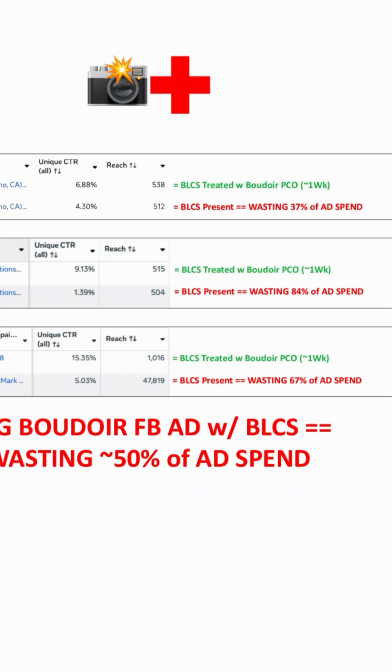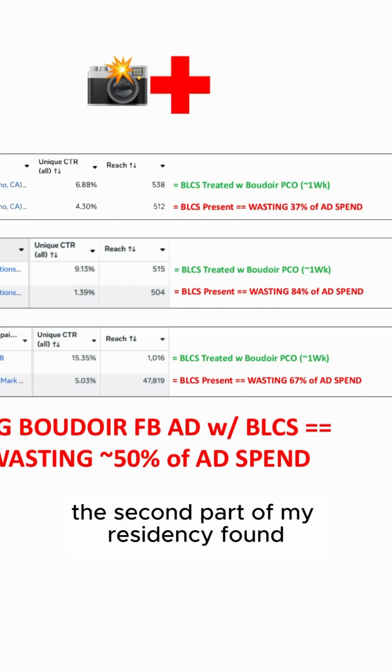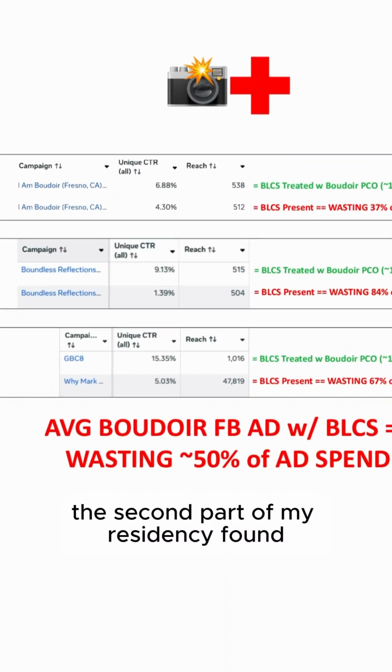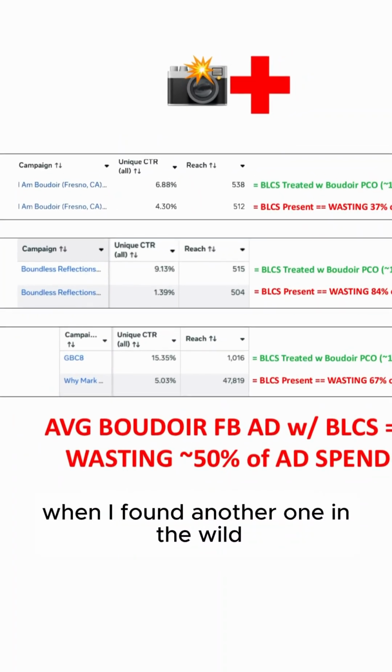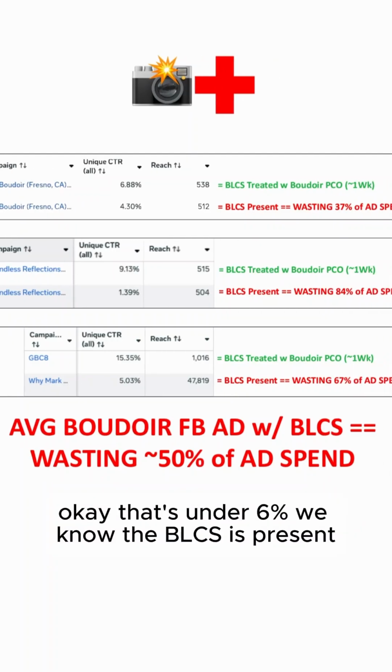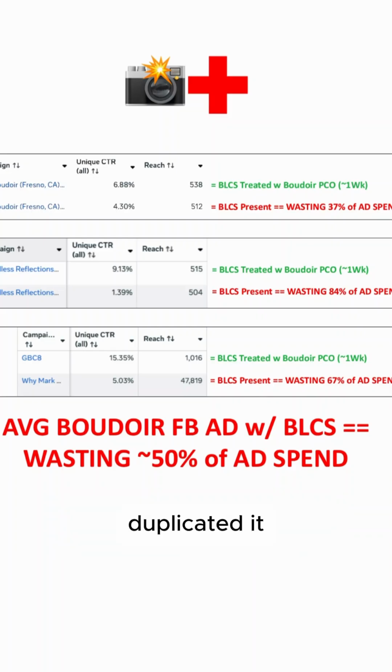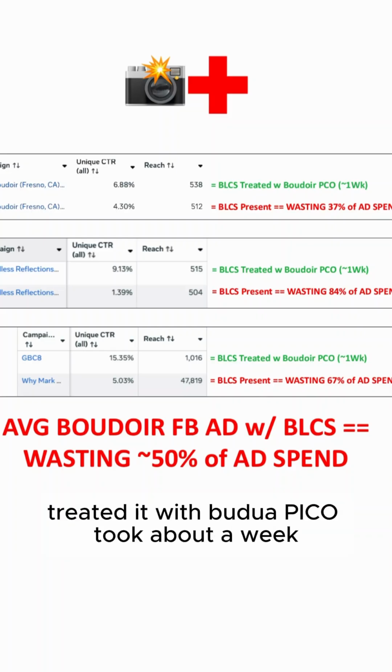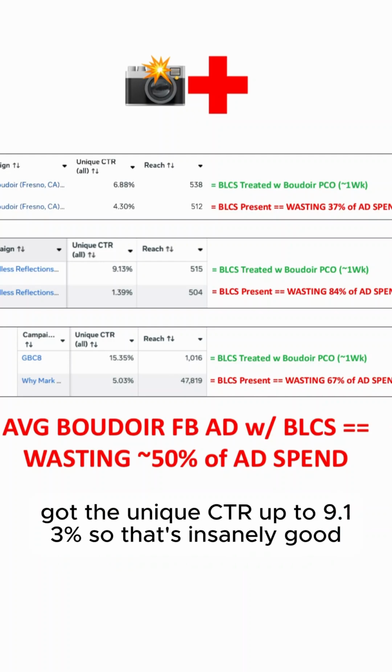Now, the second part of my residency, I found another Boudoir Facebook ad in the wild and brought it back to the hospital. Unique CTR all, 1.39%. Okay, that's under 6%. We know that BLCS is present. Duplicated it, treated it with Boudoir Pico, took about a week, and got the unique CTR all up to 9.13%.